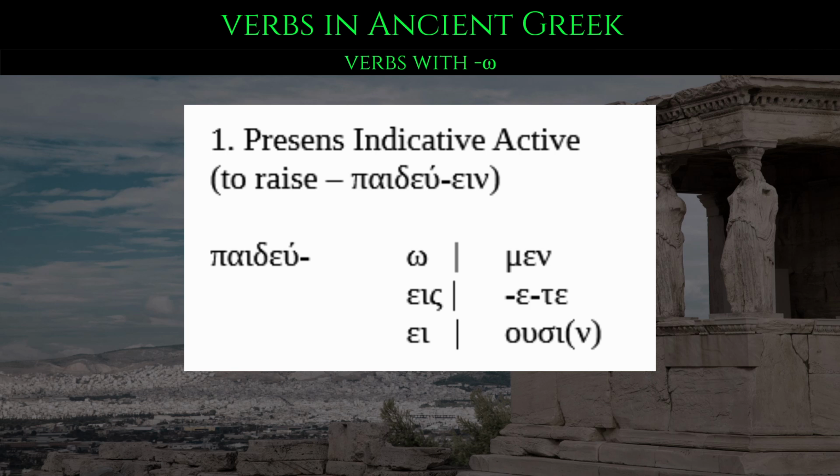Next, let's have a look at the conjugations, more specifically the present indicative active. We're using the verb to raise, which is paideuein. By the way, the -ein at the end signifies the infinitive in the indicative active. So, we have paideuo, paideueis, paideuei, paideuomen, paideuete, and paideuousin.